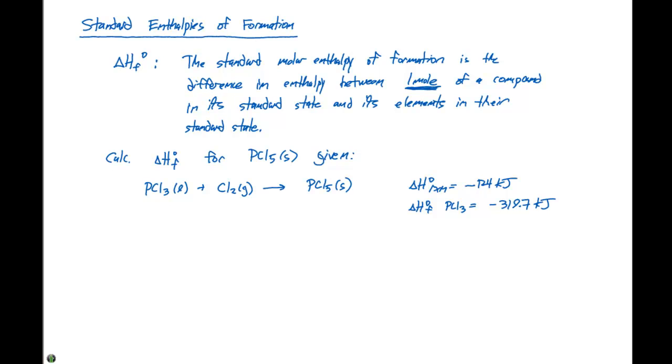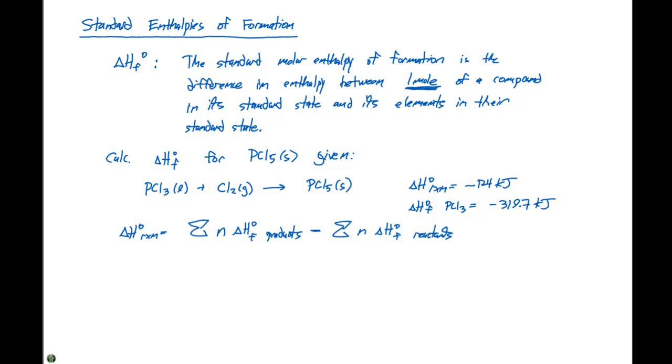319.7 kilojoules. So one of the things that we can take away from this and calculating a standard enthalpy of reaction, our ΔH° of reaction is going to equal the sum of n, which is the number of moles, times the ΔH° of formation of the products, minus the sum of n, which is the number of moles, of the ΔH° of formation of the reactants.